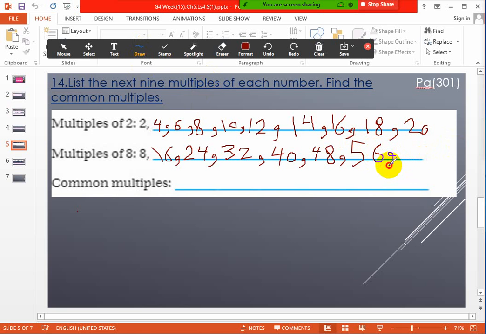Now the last one, 8 multiply, I think we reach 8. Yes, write the answer. Very good, Lana. It's 72. No, 8 multiply 8, it's not 72. It's 8 multiply 9. Now 8 multiply 8 equals 64. Very good.